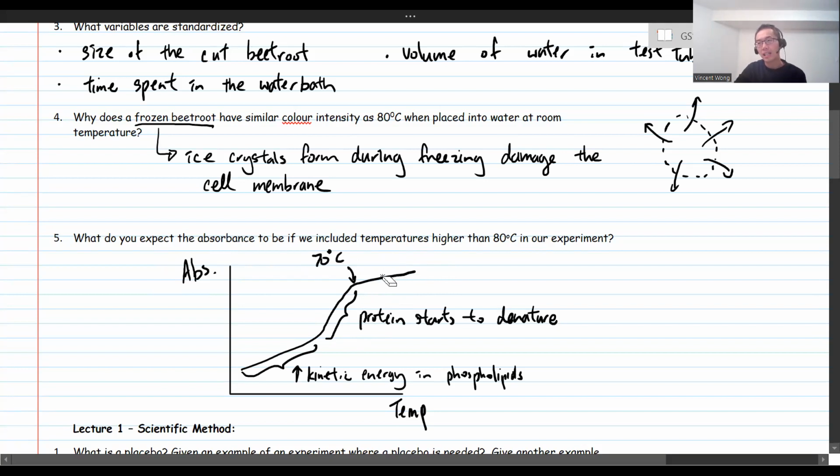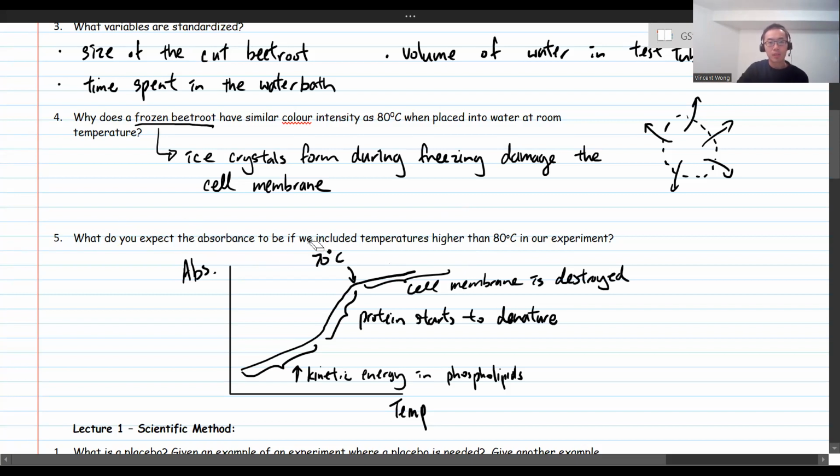A lot of you put 80, but the peak actually occurred before. Okay, you just get a minor increase afterwards. You're no longer rising rapidly, right? And so at this point, the cell membrane is completely gone. The cell membrane is basically destroyed. So even if you heat it up further, everything has leaked out already. You heat it up more, you're not going to get more color, right?